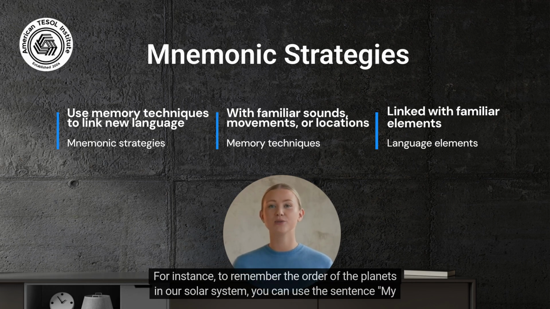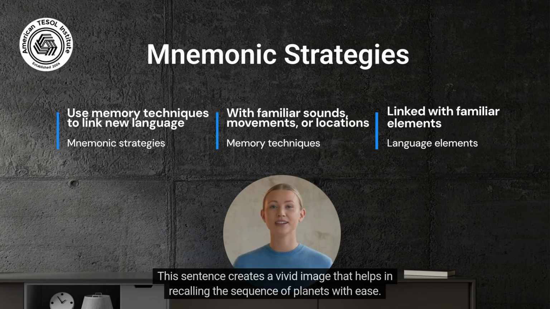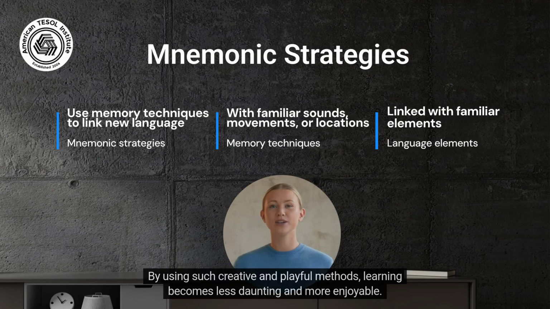For instance, to remember the order of the planets in our solar system, you can use the sentence, "My very educated mother just served us noodles." Mercury, Venus, Earth, Mars, Jupiter, Saturn, Uranus, Neptune. This sentence creates a vivid image that helps in recalling the sequence of planets with ease. By using such creative and playful methods, learning becomes less daunting and more enjoyable.